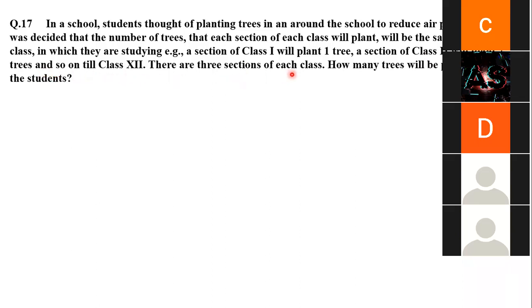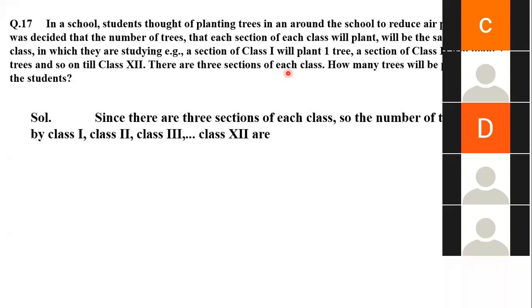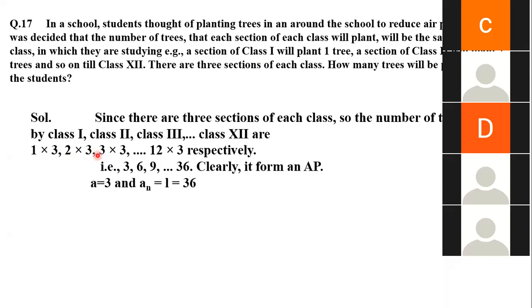There are 3 sections of each class. Class 1, 3 sections, so how many trees are they going to plant? 3. Okay, class 2, 3 sections, how many plants? 6. Class 3, 9. Very good. Since there are 3 sections of each class, the number of trees planted by classes 1 to 12 are 3 ones, 3 twos, 3 threes, and so on. This is how we are getting 3, 6, 9 up to 36. 12th class, 3 sections means 36 trees. Anyone have a doubt here?